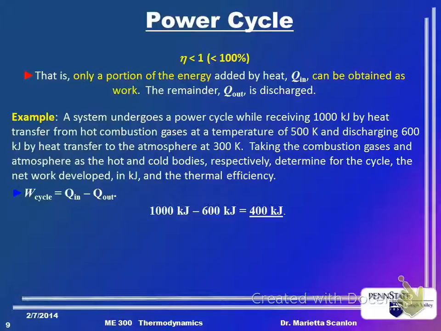And then the efficiency you can do in one of two ways. You can either use the Q in and the work in the equation, or you can use the Q in and Q out in your equation, both of which will result in the same answer. So W cycle over Q in is 400 kilojoules over 1,000 kilojoules, so 0.4 or 40% efficient.